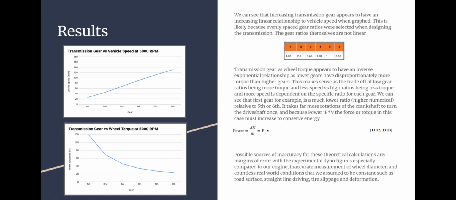And the transmission gear versus wheel torque graph appears to have more of an inverse exponential relationship, as lower gears have disproportionately more torque than the higher gears. And this makes sense, because the trade-off of low gear ratios being more torque and less speed versus high ratios being the opposite is purely dependent on the specific ratio for each gear. So we can see for first gear, for example, it's a much lower ratio, or higher numerical ratio, relative to fifth and sixth gear. So it takes far more rotations of the crankshaft to turn the drive shaft just once.